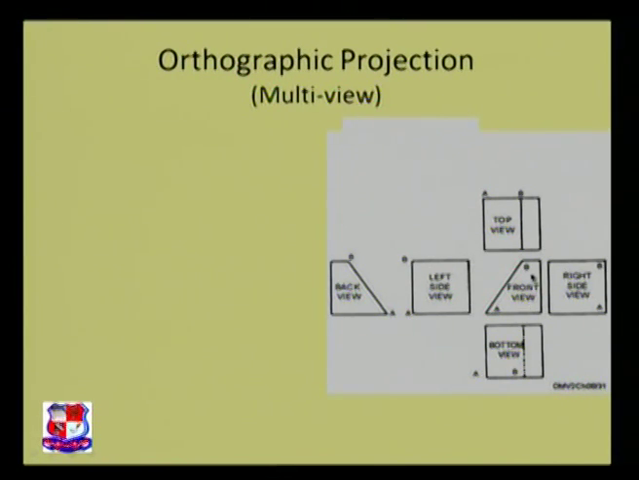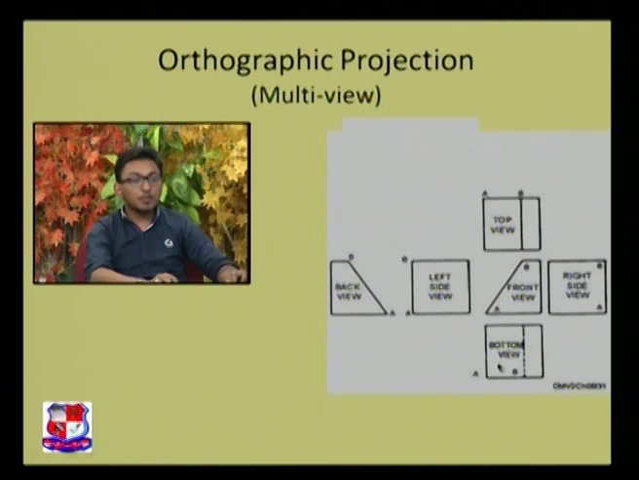As you can see over here, the front view, we are seeing it from the front. Top view, if we are seeing it from the top. Bottom view, if we are seeing it from the bottom. Right hand side view, if we are seeing it from the right hand side. Left view, if we are seeing it from the left side, and the back view, if we are seeing it from the back side. So these kinds of multi-views can be generated with the use of orthographic projections. That's why it is called multi-view projection also.